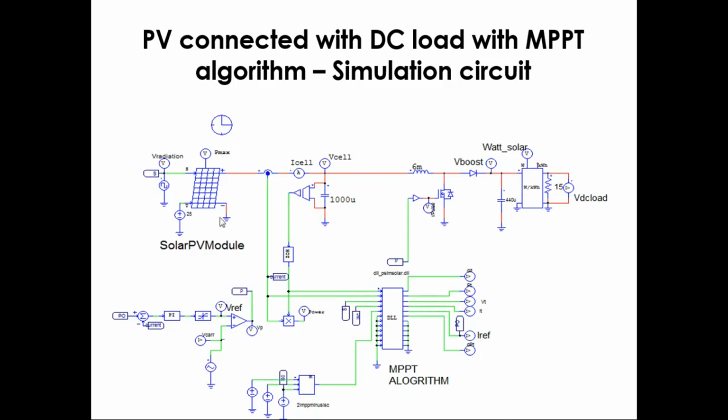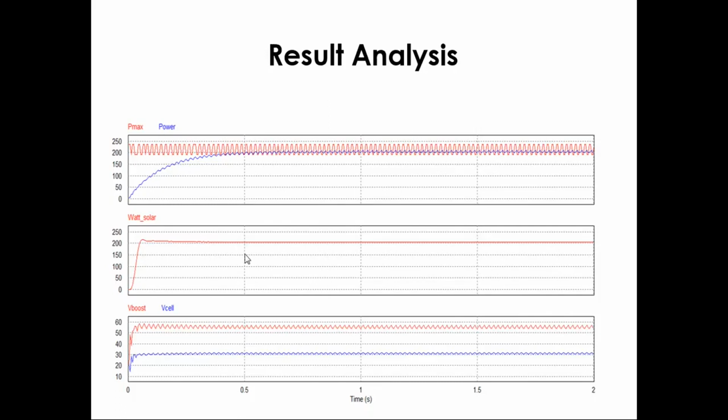And then this is our PV section. As usual, this is our sensor section. This is our MPPT section. This is our control logic. This is our boost converter, power measurement unit, and the load. This is the result analysis. The result has been done and analyzed for a 250 watt module.